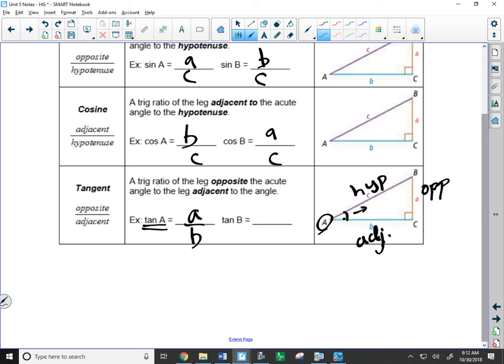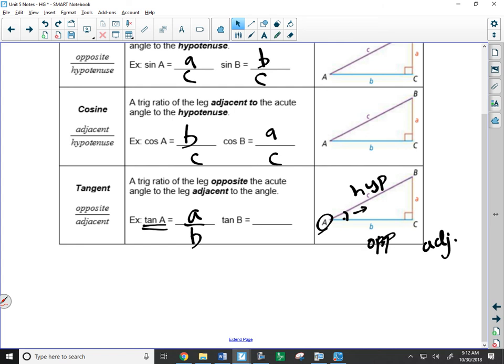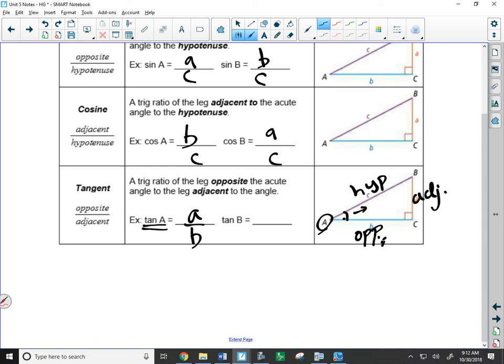Then I do tangent of B. So that means start at B. What's going to happen here is the opposite. If I start at B, now the opposite and the adjacent have switched. So now opposite over adjacent is little b over little a.